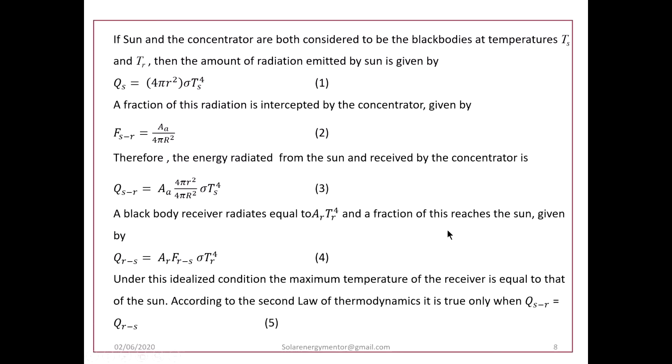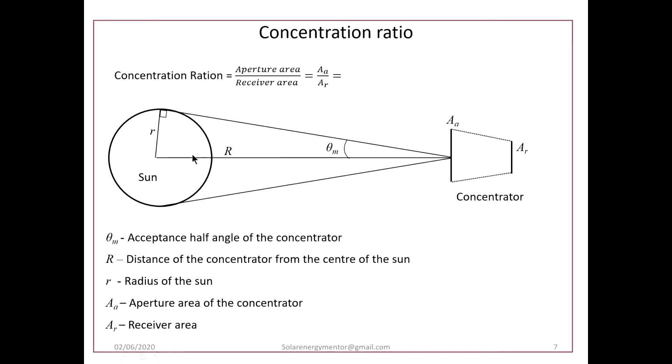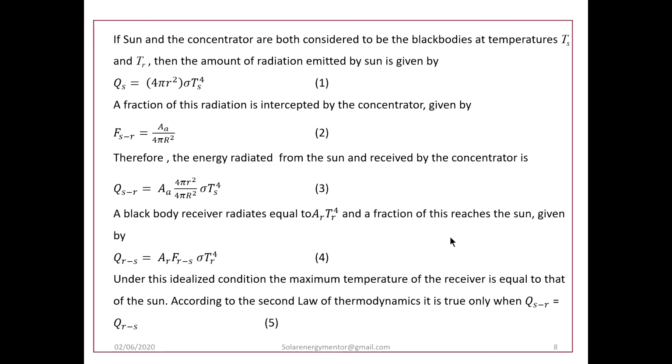Now if the sun and concentrator are both considered to be black bodies at temperature Ts and Tr, let us consider the sun at a temperature of Ts and the receiver at a temperature of Tr, and both are assumed to be black bodies. Then the amount of radiation emitted by the sun is given by the Stefan-Boltzmann law. So 4 pi r square is the surface area of the sun, and sigma Ts raised to 4. Sigma is the Stefan-Boltzmann constant. Ts is the temperature of the sun surface.